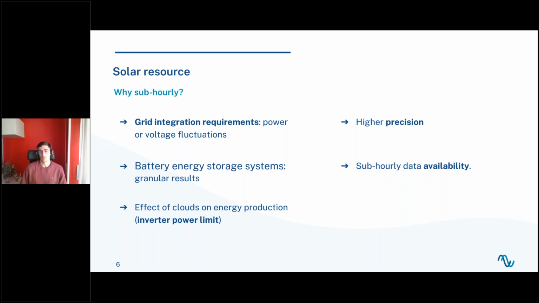Then directly we may think that if we go to sub-hourly, we are evaluating more intervals, and so we are getting more precise and more accurate, closer to reality. And lastly, nowadays we also have more availability of this sub-hourly data. So as we have this data, we can use it for simulating the PV plant.